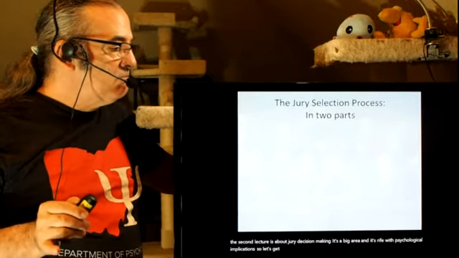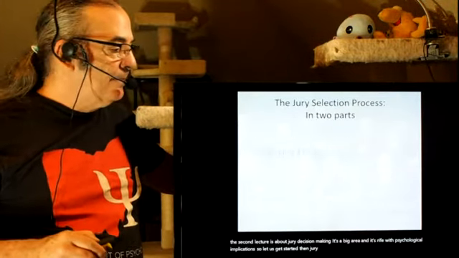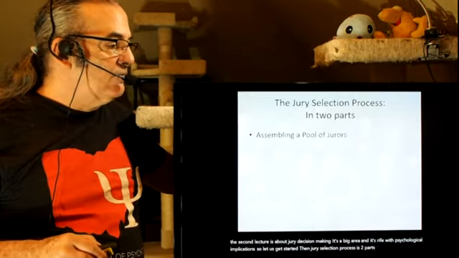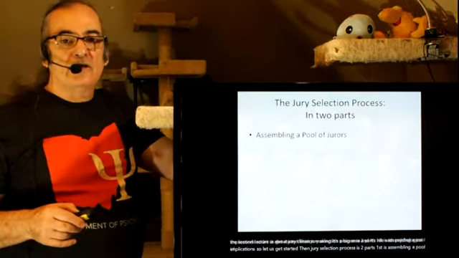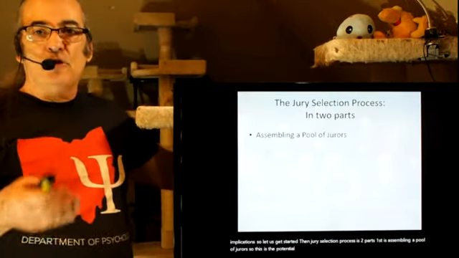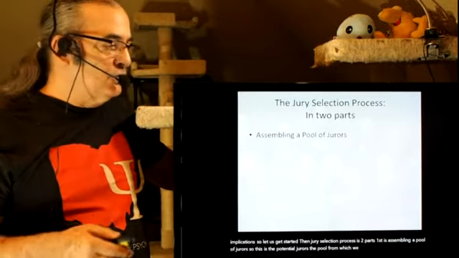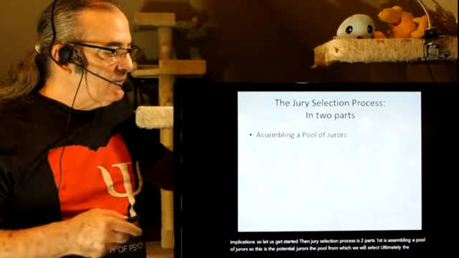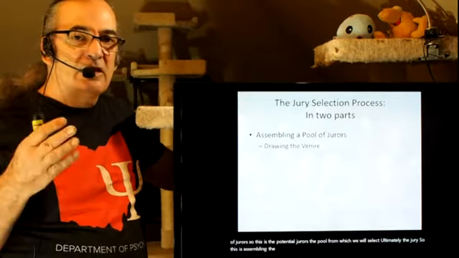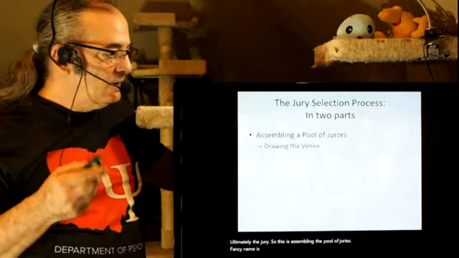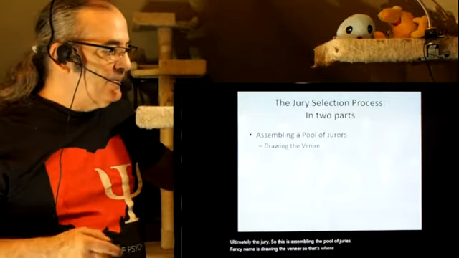Jury selection, the process is two parts. First is assembling a pool of jurors. So this is the potential jurors, the pool from which we will ultimately select the jury. So this is assembling the pool of jurors. Fancy name is drawing the venire. So that's where we're drawing this body of people.